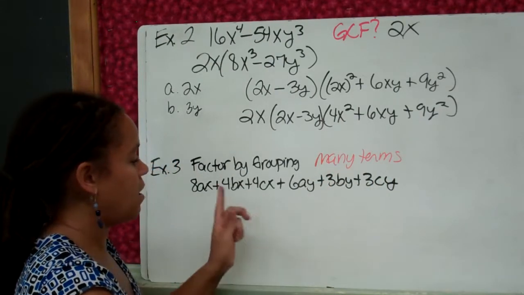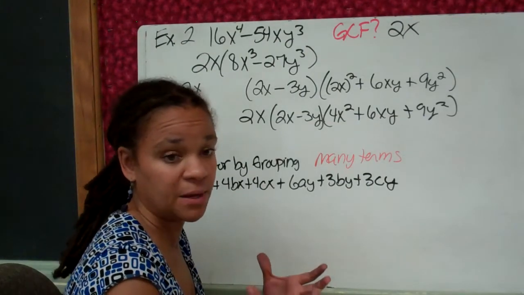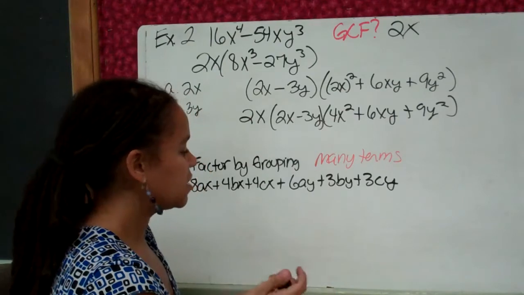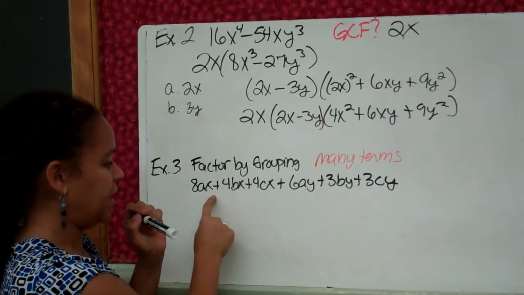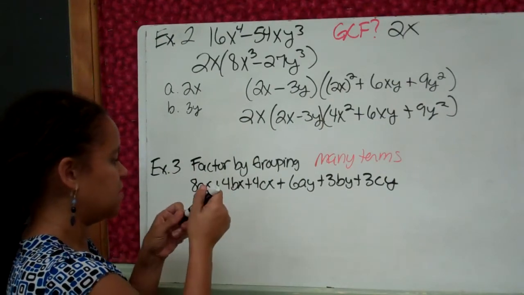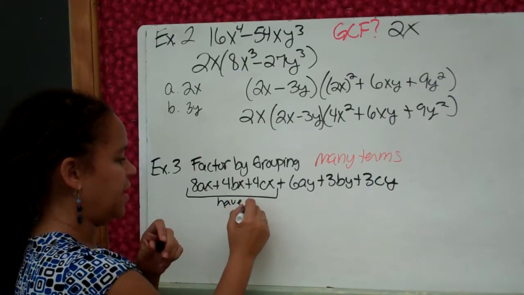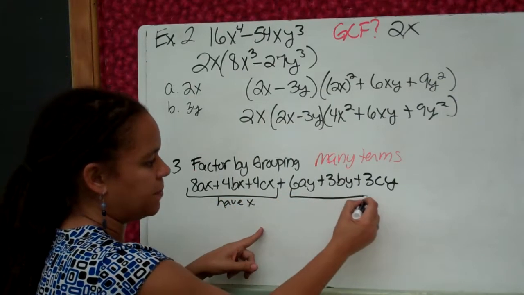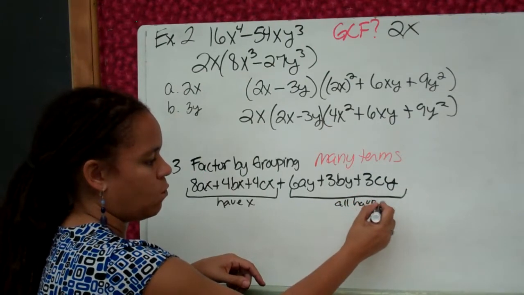So if you have a bunch of terms here, you can group them together, pick out something they have in common, and factor from there. So let's see how it works. Here we have 8ax plus 4bx plus 4cx. Notice all of these have x. 6ay plus 3by plus 3cy, they all have y.